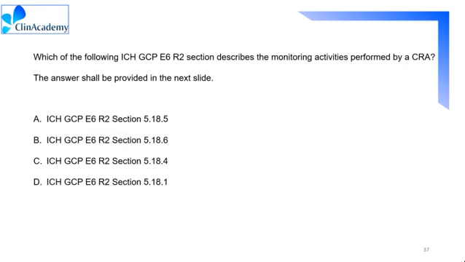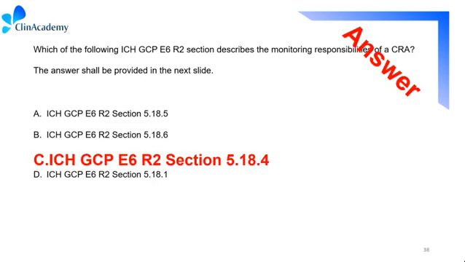Which of the following ICH GCP E6R2 sections describes the monitoring activities performed by a CRA? The answer shall be provided in the next slide. The answer is ICH GCP E6R2 section 5.18.4.